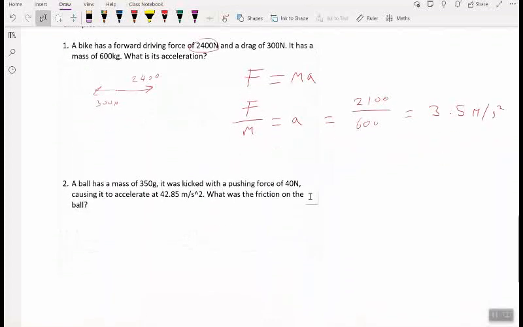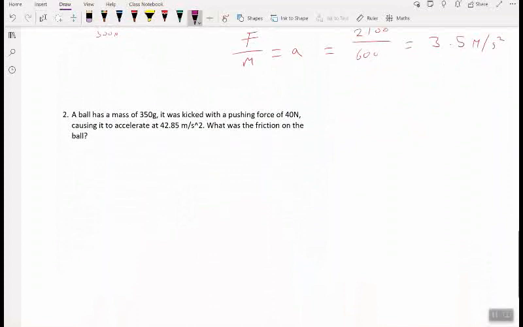Let's try a more tricky one. Same thing as before, it's asking us to work out something to do with Newton's second law, so I'm always going to write my formula first. Now it's given me a mass of 350 grams, and you need to spot there that's not in kilograms. There's 1,000 grams in a kilogram, so you divide through by 1,000, and that's 0.35 kilograms. It was kicked with a pushing force of 40 newtons, causing it to accelerate at 42.85 meters per second squared. What was the friction on the ball?